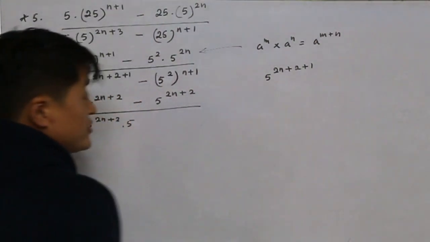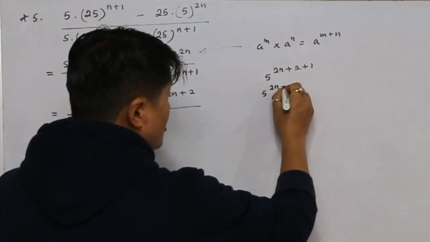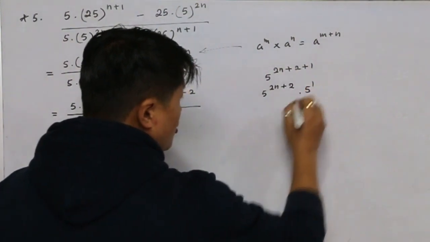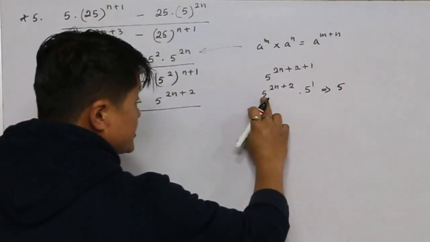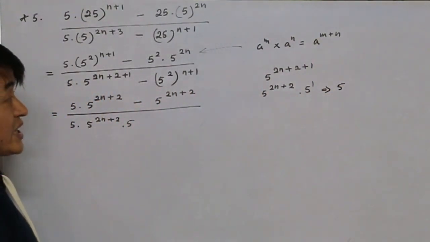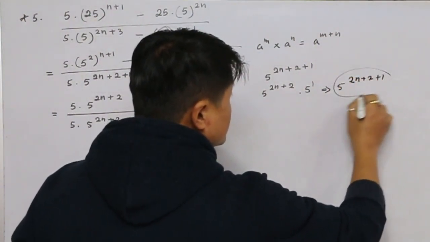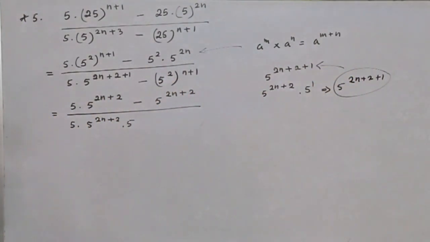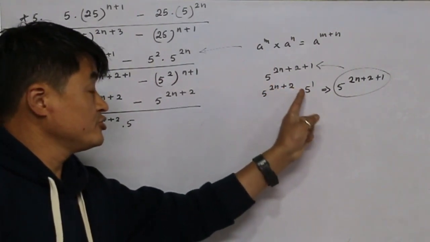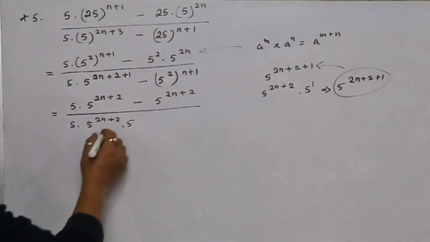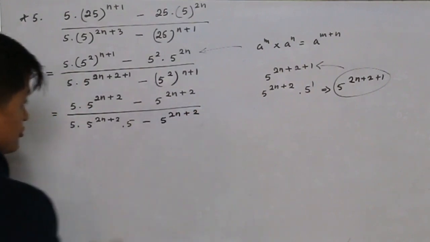Okay, so we know that when like terms are multiplied, powers are added. Similarly, if we have 5 to the power 2n plus 2 into 5 to the power 1, how will we write this? Bases are same. When like terms are multiplied, powers are added. This will become 2n plus 2 plus 1. So this is similar to this. So from this we can split this into 5 to the power 2n plus 2 into 5 to the power 1. Okay, so we have to split this into 5 to the power 2n plus 2.